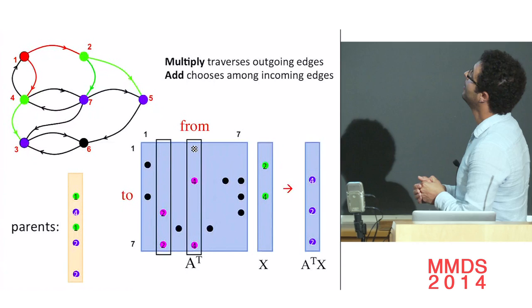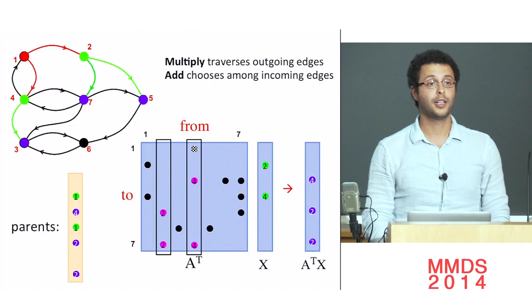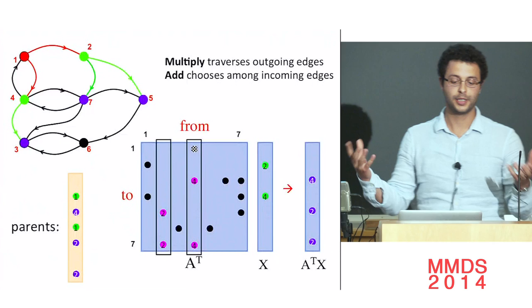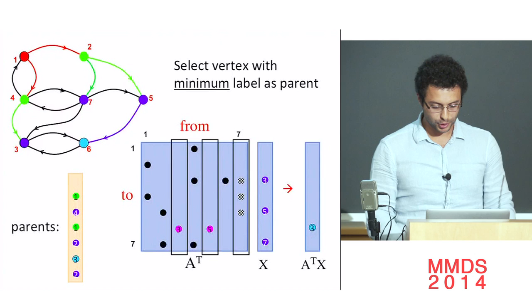And now I put them on the right-hand side. I renumbered them. I set the indices to numbers, essentially. And I do it again. This time I'm going to be discovering the second top neighbors. And if you want to think about it in graph terms, what it really does is the multiplication, scalar multiplication, traverses outgoing edges, and addition chooses among the incoming edges from multiple sources, and so on and so forth. So what we got is a deterministic breadth-first search.